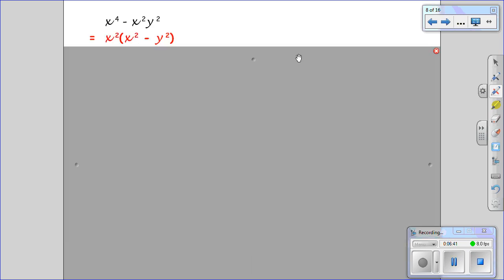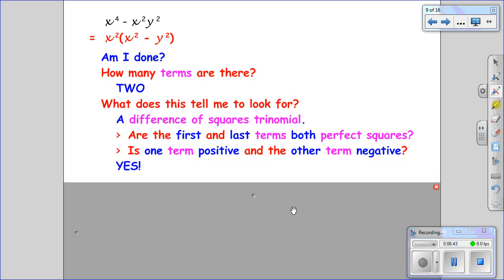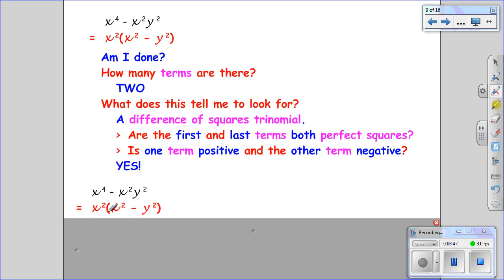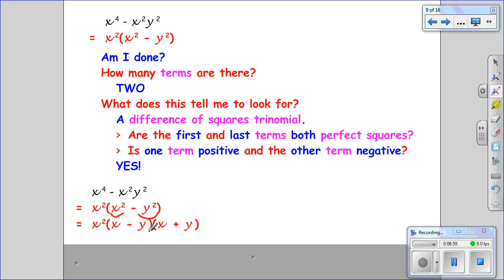Is one of them positive and one of them negative? Yes. And therefore that tells me I can factor it using the difference of squares method, which tells me take the square root of x squared and the square root of y squared and put them in as the first and last terms in each binomial. And one's going to have a positive in front of the second term, and the other's going to have a negative in front of the second term. And of course, I underlined them in the opposite orders, which I'm sure you guys figured out.